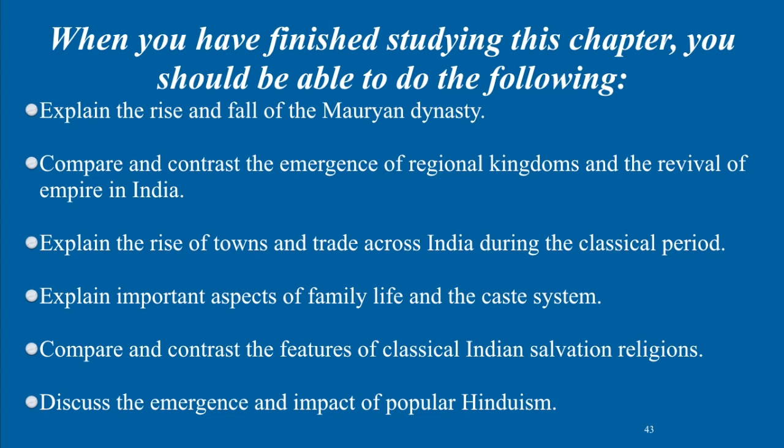When you have finished studying this chapter, you should be able to do the following. Explain the rise and fall of the Mauryan dynasty. Next, compare and contrast the emergence of regional kingdoms and the revival of the empire in India. Next, explain the rise of towns and trade across India during the classical period. Next, explain important aspects of family life and the caste system. Next, compare and contrast the features of classical Indian salvation religions. I spent a lot of time on that. And finally, discuss the emergence and impact of popular Hinduism.